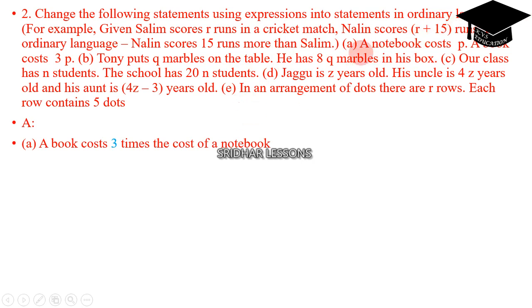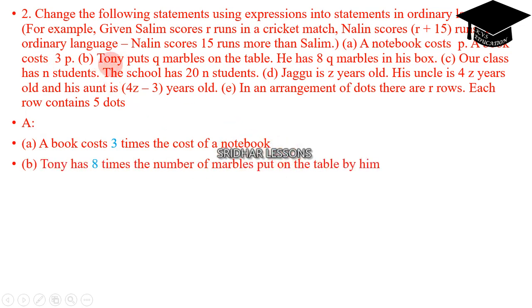Question A. A notebook costs P. A book costs 3P. That means a book costs 3 times the cost of a notebook. See carefully, a notebook costs P. That means a book costs 3P. A book costs 3 times the cost of a notebook.